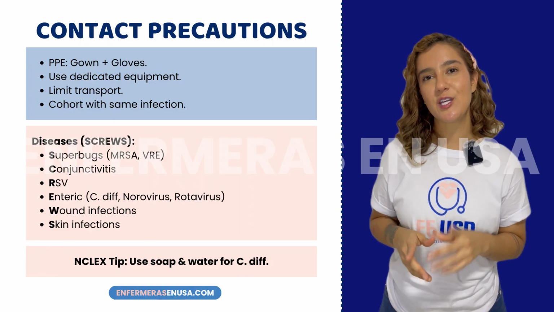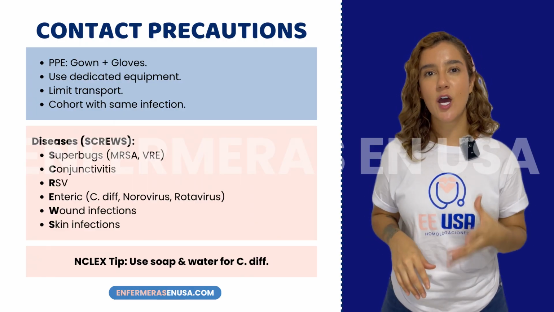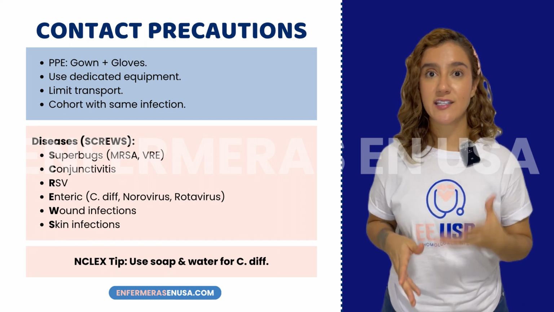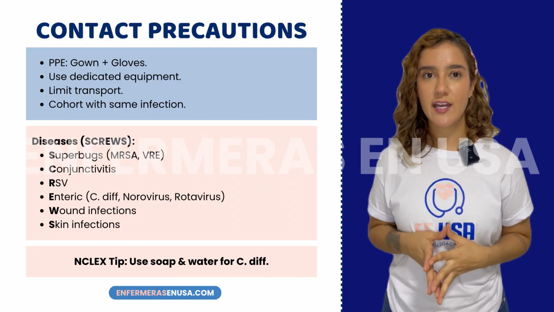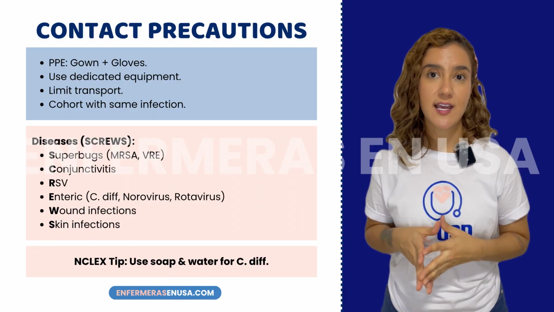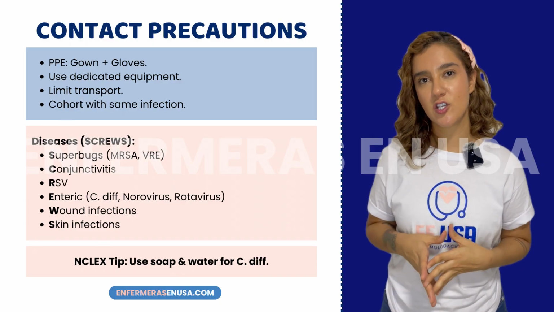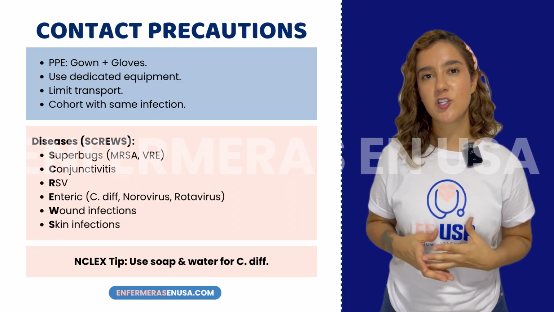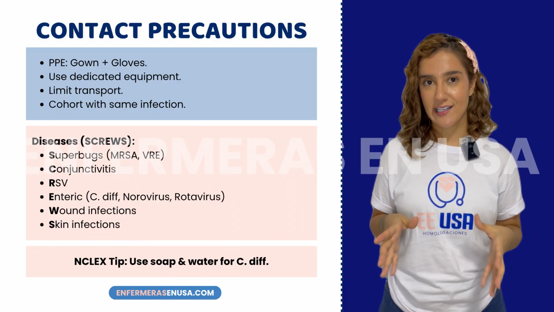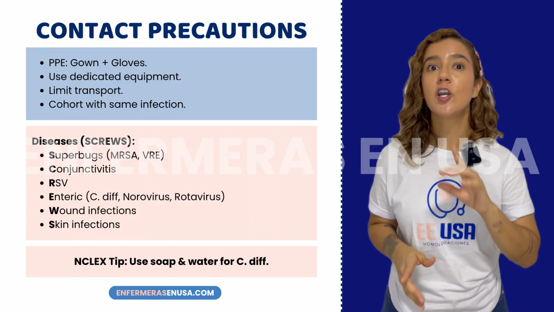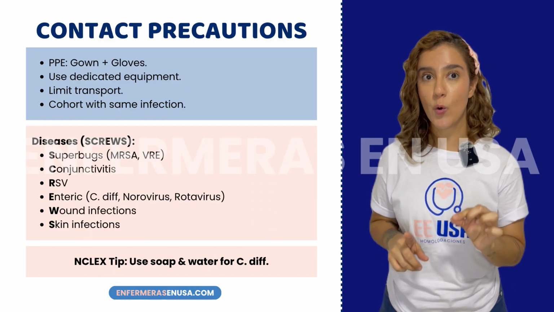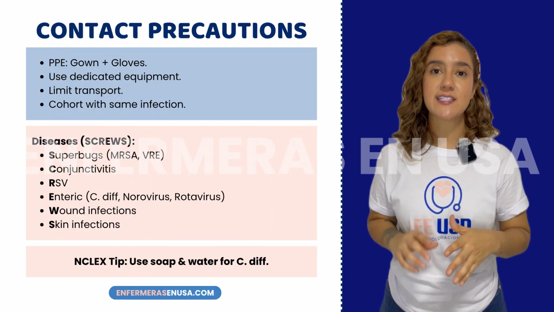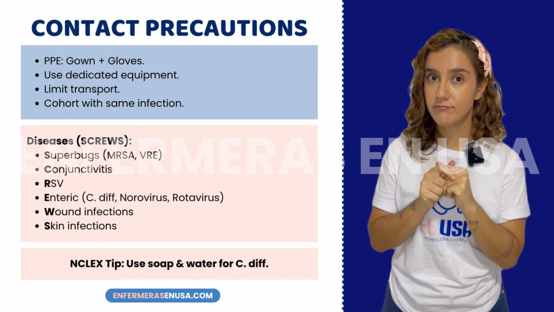To remember the main diseases, use the acronym SCREWS. S for superbugs, it means methicillin-resistant Staphylococcus aureus or vancomycin-resistant Enterococcus. C for conjunctivitis. R for RSV, respiratory syncytial virus. E for enteric infections like Clostridium difficile, norovirus, and rotavirus. W for wound infections, and S for skin infections. An NCLEX tip: alcohol-based hand sanitizer does not kill Clostridium difficile spores. So when you see Clostridium difficile in a question, the correct answer is handwashing with soap and water.